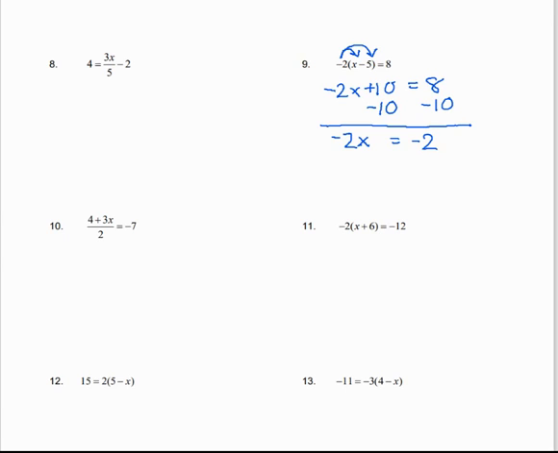So now to get x alone, we were multiplying, so now we divide. And negative 2 divided by negative 2 is positive 1. Okay?